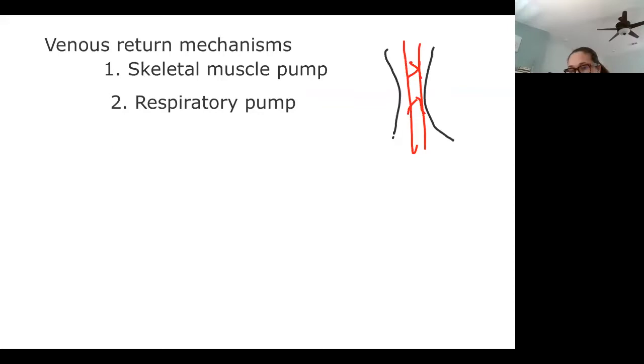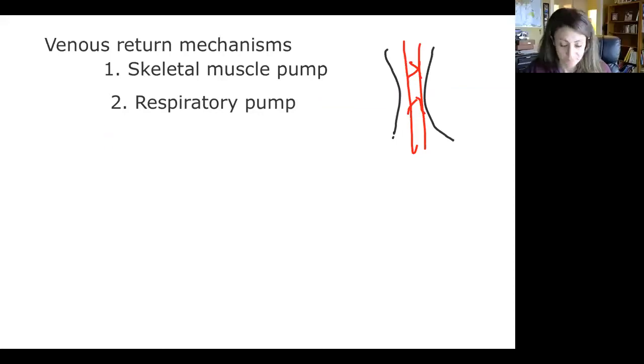You said alternating between inspiration and expiration? Yes. It shifts the pressure from the abdominal cavity to the thoracic cavity, which forces the blood to move. Okay, third one is vasoconstriction.